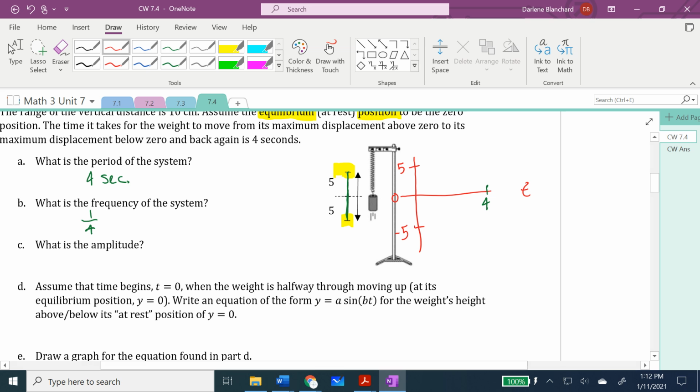Okay, if I am halfway through moving up when time is 0, that means I am at the equilibrium point, the center, and I am still in the middle of moving up. Understanding how this cycle will take place from there, I know that in 4 seconds, it's going to go through 1 full cycle.